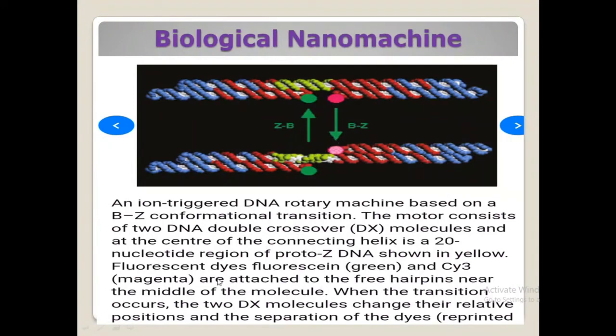The fluorescein and Cy3 are attached to the free hairpins near the middle of the molecule. When the transition occurs, the two DX molecules change their relative positions and the separation of the dyes happens. When they change position, B DNA will become Z DNA and Z DNA will become B DNA. So that interconvertibility will be there.